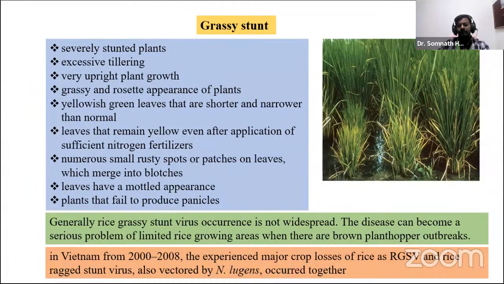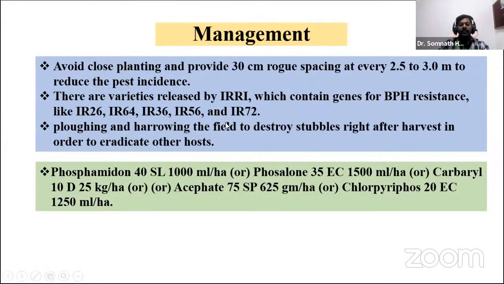For management of these viruses, we need to avoid close planting and provide a spacing of 30 cm. There are varieties released by IRRI, the International Rice Research Institute, which contain genes for brown plant hopper resistance, that is IR26, 64, 36, 56 and 72. Plowing and harrowing the field to destroy the stubbles after the harvest in order to eliminate the other hosts. These are the different chemicals which may help in the reduction of the vector population.